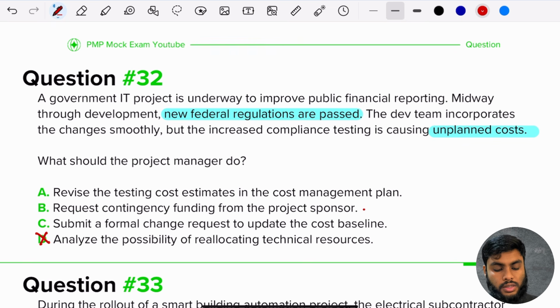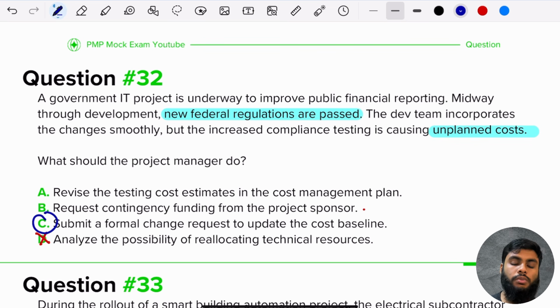Revise the testing cost estimates in the cost management plan. Request contingency funding from the project sponsor. Submit a formal change request to update the cost baseline, right? So that's what we're going to do. We are going to submit that change request. We're going to submit the change request in order to adjust the cost baseline.